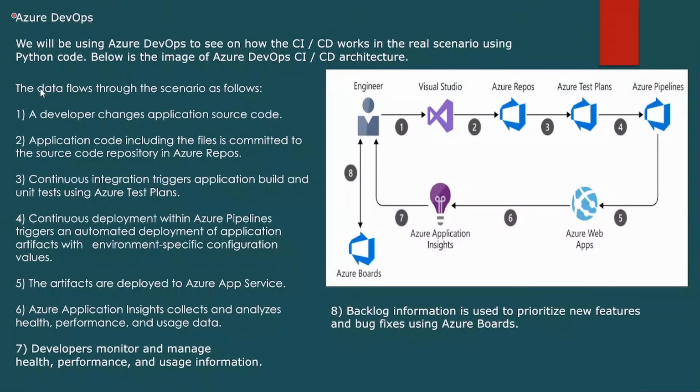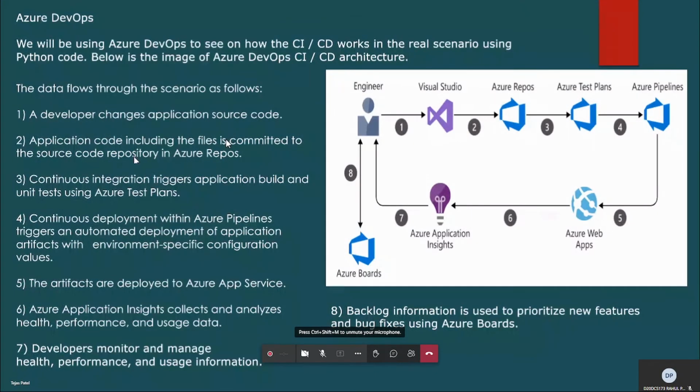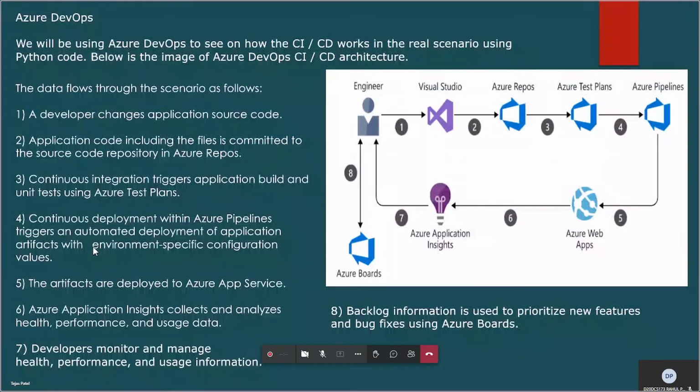Whatever I have explained here is written over here. So this is the data flow through the scenario as well. The developer changes the application source code. From here, the application code, including the file, is committed to the source code repository in Azure Repos. Continuous integration triggers the application build and unit tests using Azure Test Plans. This one. Continuous deployment, the Azure pipeline triggers an automated deployment of the application artifact with environment-specific configuration values. We'll see these environment-specific configuration values and how these triggers take place.